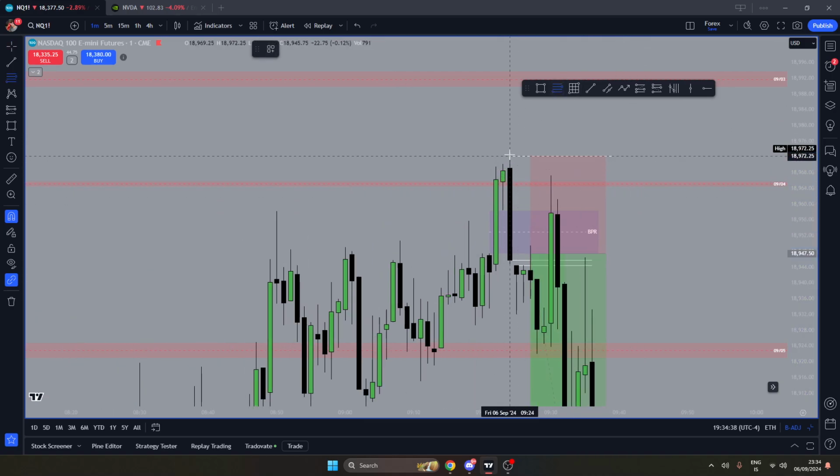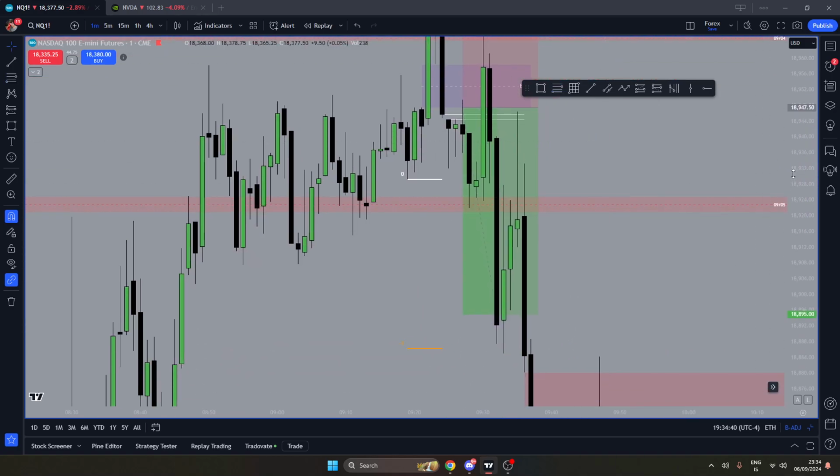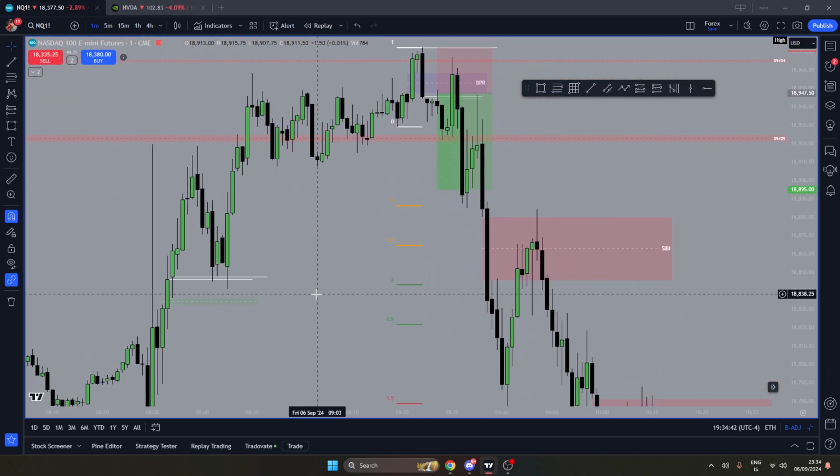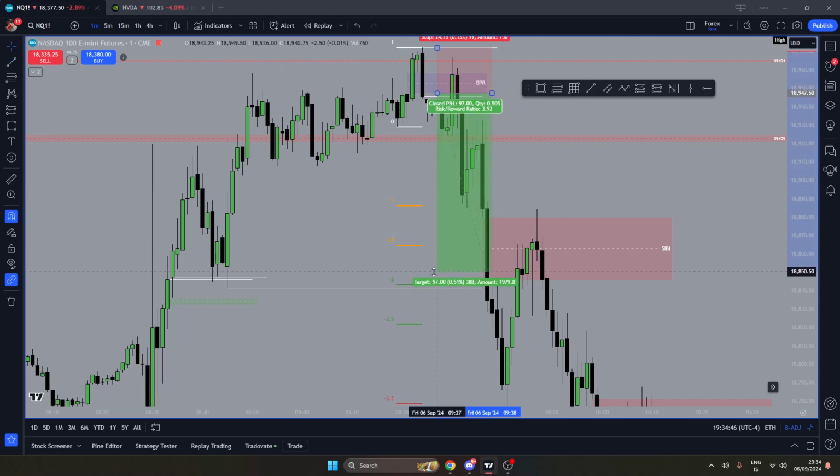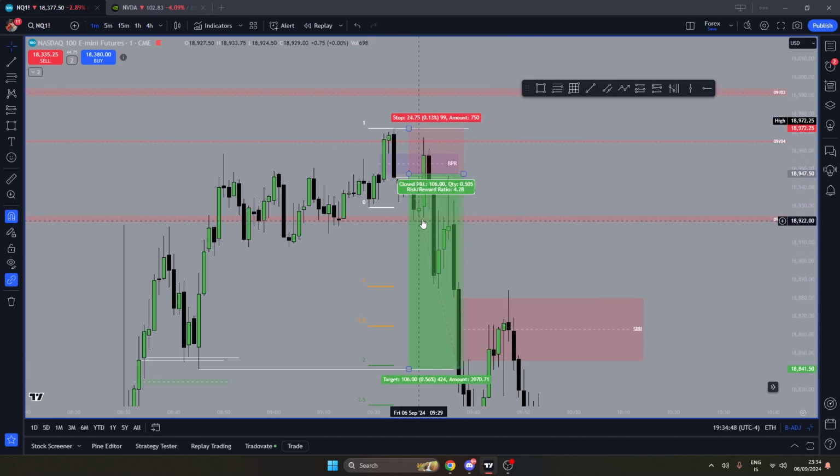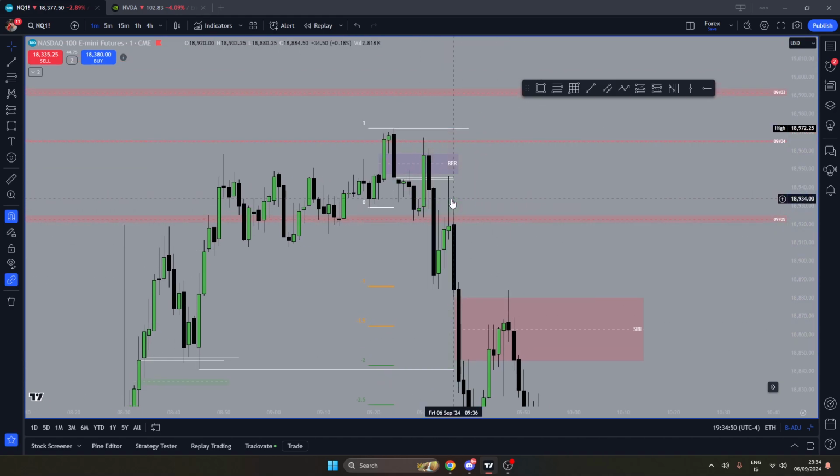We would draw our standard deviation. This will come soon enough. And we will be targeting -2, which is this liquidity over here. And that will be a 1.4 risk to reward. Coolio.